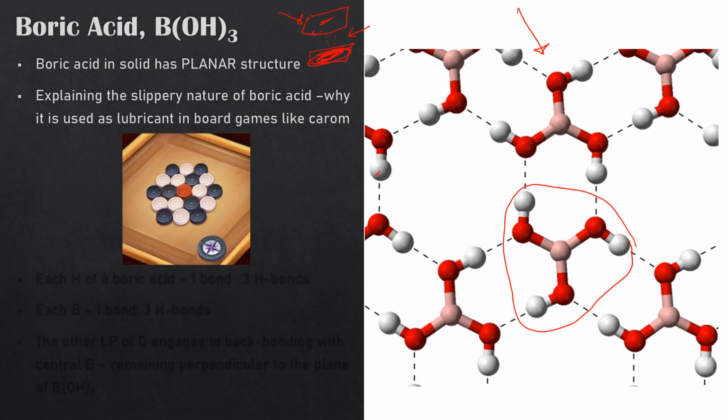So van der Waals attractive forces may not be very strong. The layers can slide past very easily because these are bound by hydrogen bonds. Hydrogen bonds are going to be relatively stronger attractive forces, right? So that is how the slippery nature of boric acid comes.